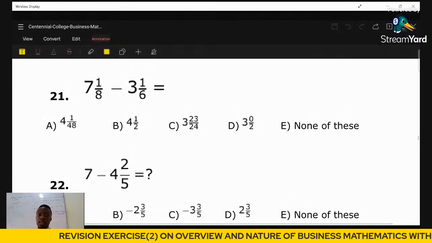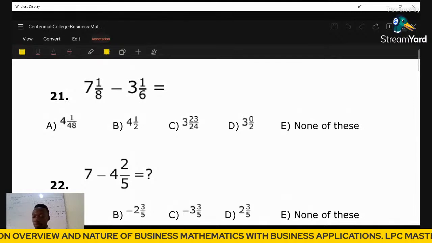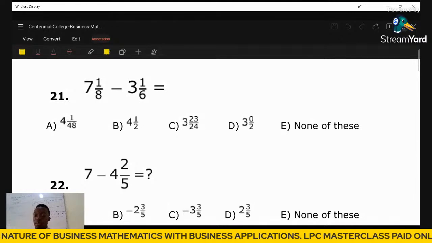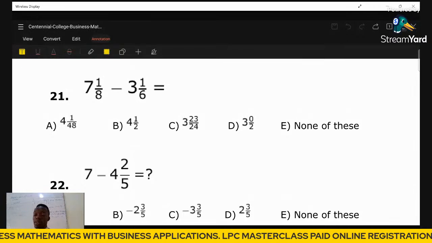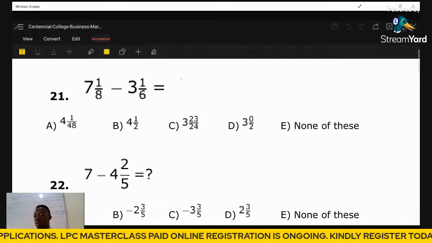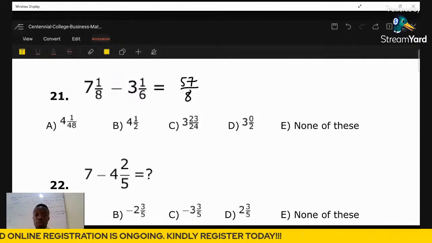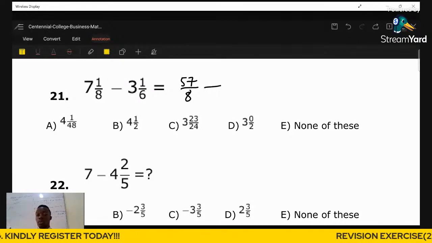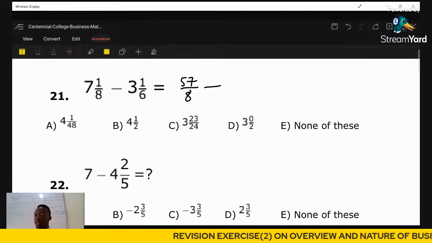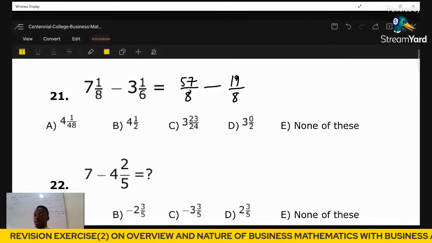To simplify this, it is very simple. You must first express the mixed fractions as improper fractions. So we multiply 7 by 8, we get 56, plus 1, you get 57. So we have 57 out of 8. You change it from a mixed fraction to an improper fraction. That is the first approach. Minus. We do the same here: 3 multiplying 6, we get 18, plus 1, we get 19. So we have 19 out of 8.